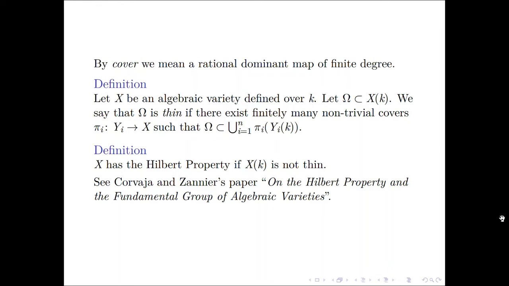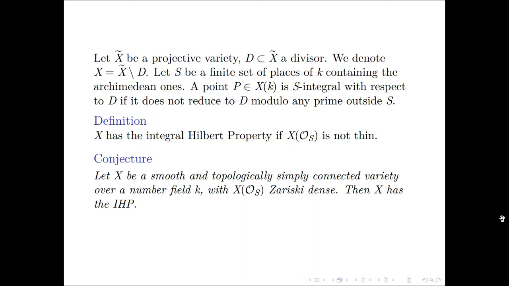So I will define what an integral point is. Let's take a projective variety X tilde and a divisor D contained in X tilde. We usually denote by X the complement of D in X tilde. Then let's take a finite set of places S, which contains all the Archimedean places, and a rational point P in X is S-integral with respect to D if it does not reduce to D modulo any prime outside S. Given this definition, we say that X has the integral Hilbert property if its set of S-integral points with respect to the divisor D is not thin.